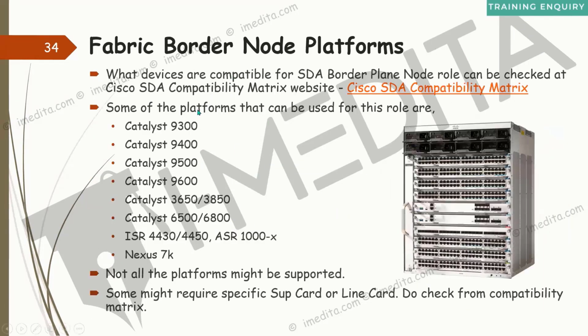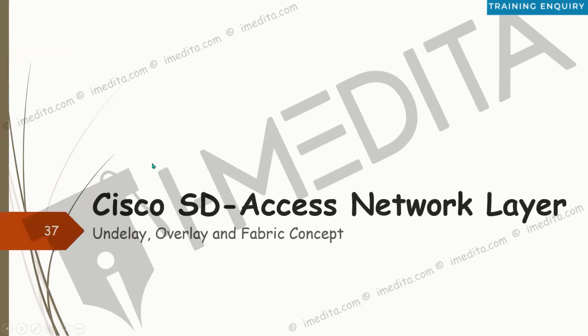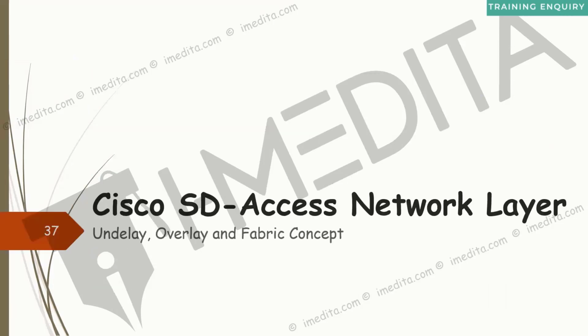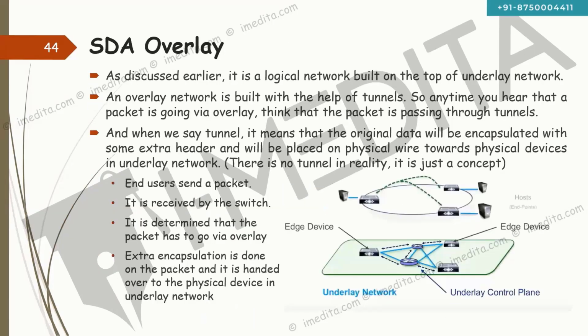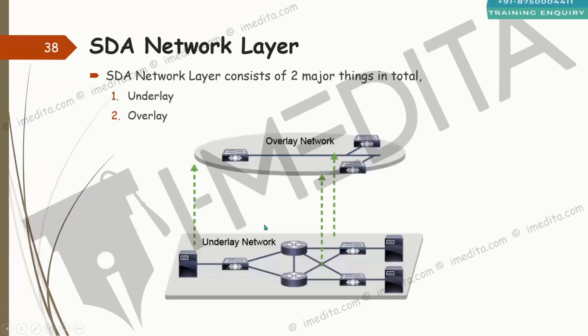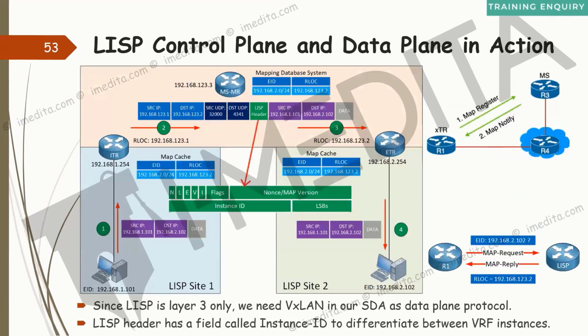This is all going to be covered in our next layer. These are the platforms for the border node. Again, same thing, you can check the compatibility matrix for the same. And all these things, from the LISP, VXLAN, and Cisco TrustSec point of view, will be covered in our next layer, which is what we refer to as the network layer. So here we will talk about the underlay, overlay, fabric, roles, protocols, VXLAN, LISP, ISIS, all these things from the underlay, overlay point of view, in our next class.